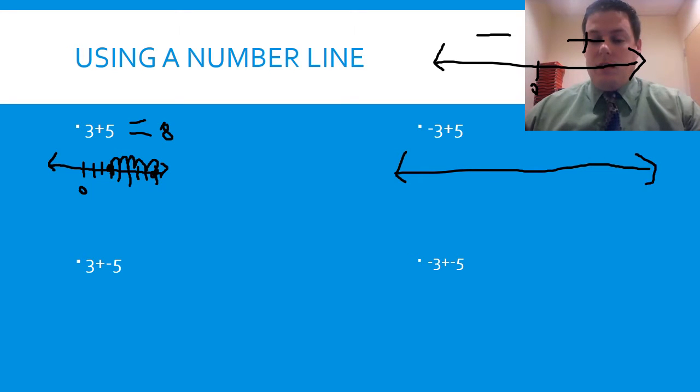Same thing here. We have 0. This time we're starting at -3, which is here. And we're adding 5, so we're going to the right 5. 1, 2, 3, 4, 5. That leaves us at 2.